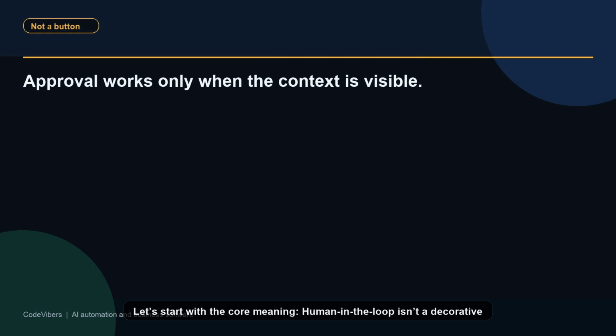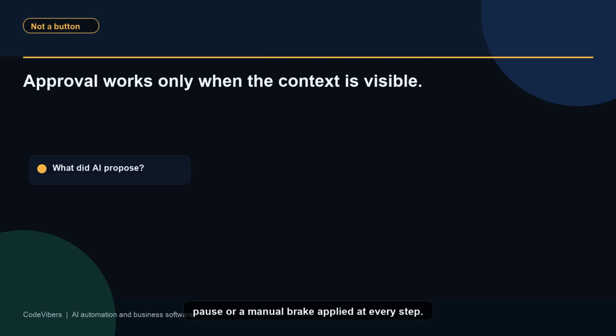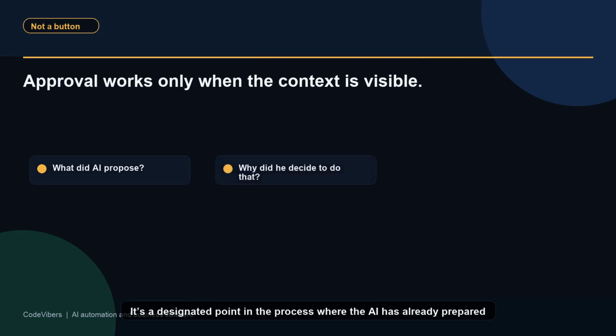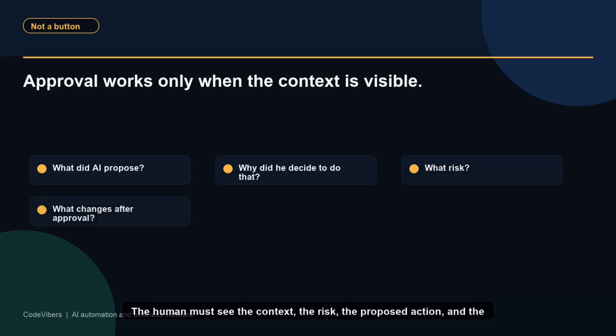Let's start with the core meaning. Human in the loop isn't a decorative pause or a manual break applied at every step. It's a designated point in the process where the AI has already prepared an action, but the system still lacks authorization to execute it. The human must see the context, the risk, the proposed action, and the options: approve, reject, or revise it. Without this, approval becomes guesswork.